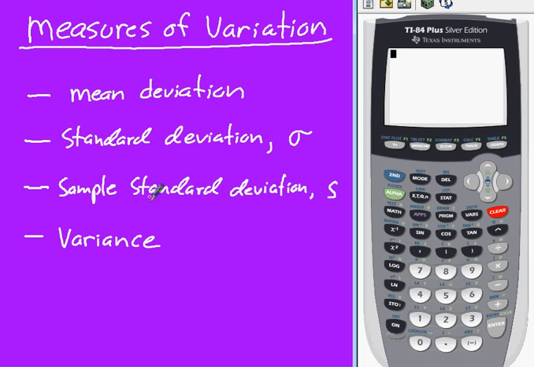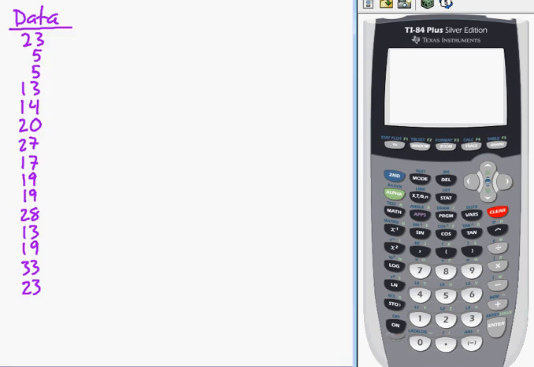Now, what we're going to be doing is using an example. So here we have a data set. We might say this is a flower grower, and he has 15 different rose plants. Each one has a different number of rose blossoms on it, and he counts them. One rose bush has 23 roses on it, while another one has 5, another one 5, 13, 14, and he has his 15 rose bushes that he has in his farm.